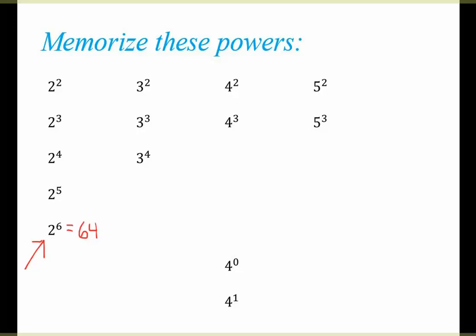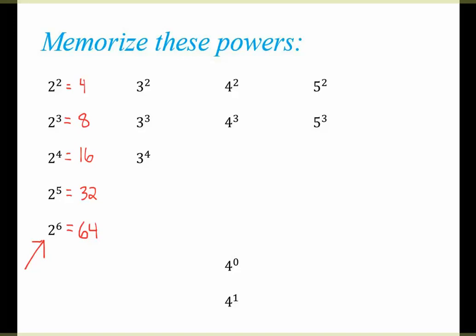Okay, 2 to the 5th, you should have 32. That's 2 times 2 times 2 times 2 times 2. 2 to the 4th is 16. And 2 to the 3rd is 8. 2 times 2 times 2 is 8. And then we all know 2 squared is 4.